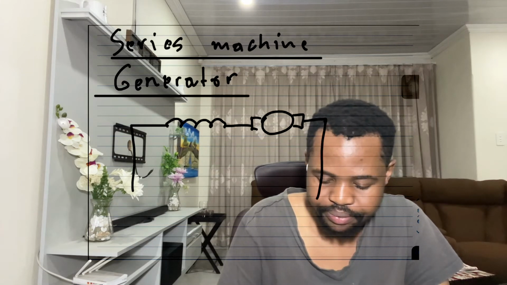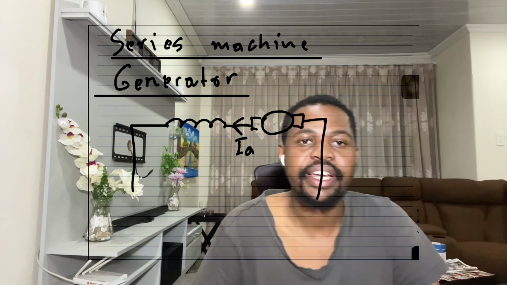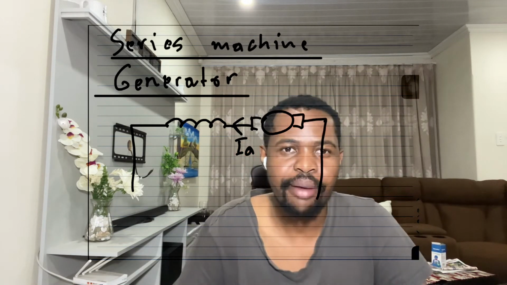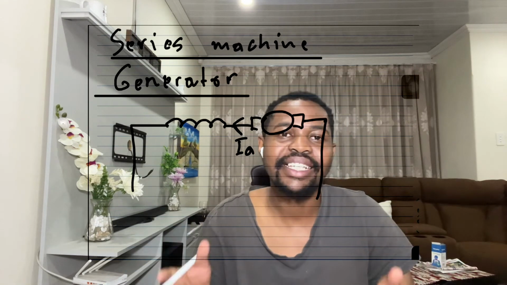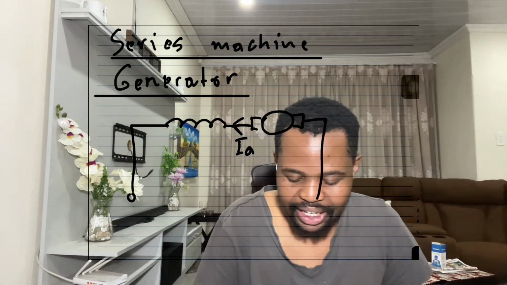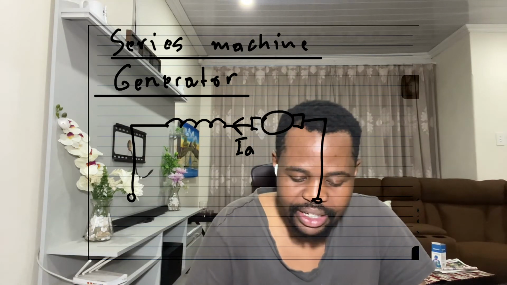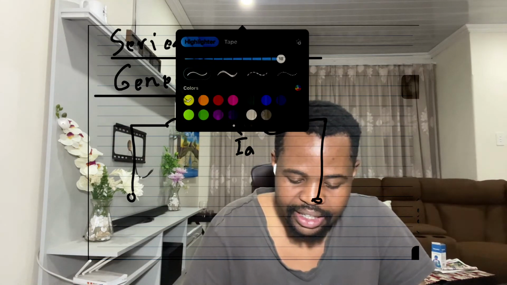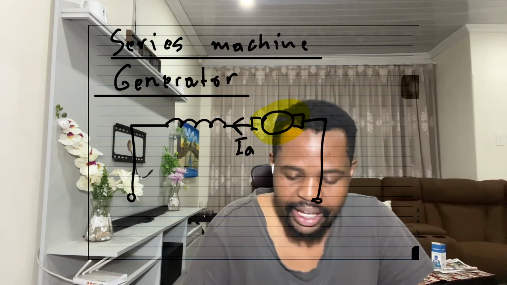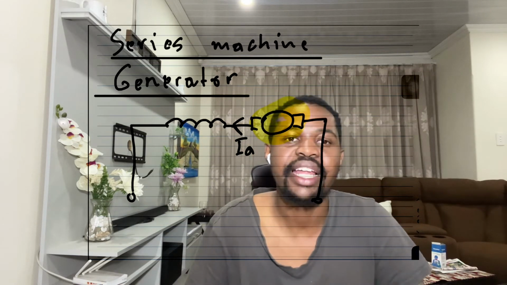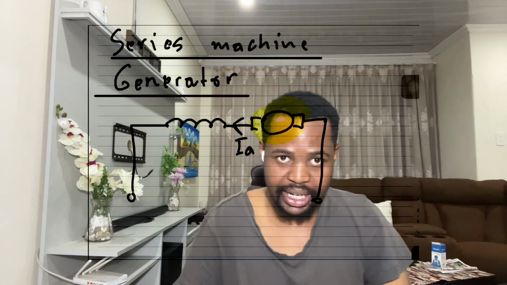Guys, why am I drawing current originating from the armature? Remember, this is a generator. Where are we generating this electricity? We are generating this electricity at the armature. So the source current is basically the armature current.